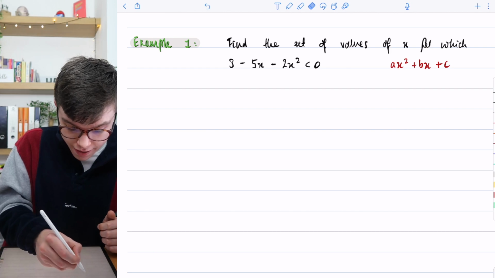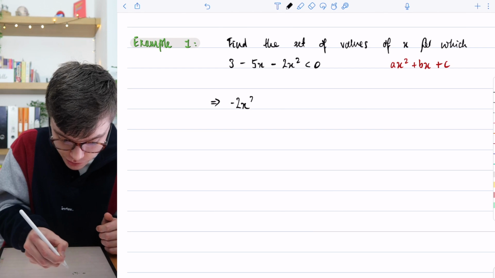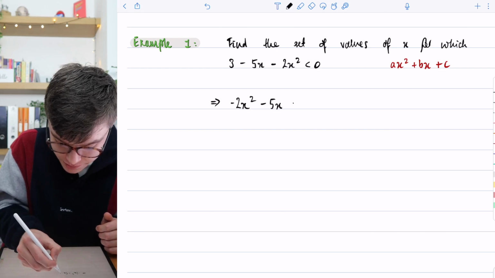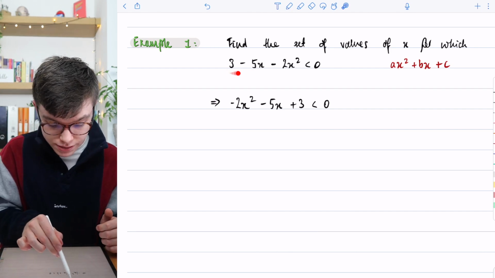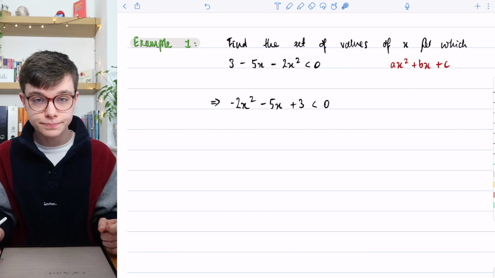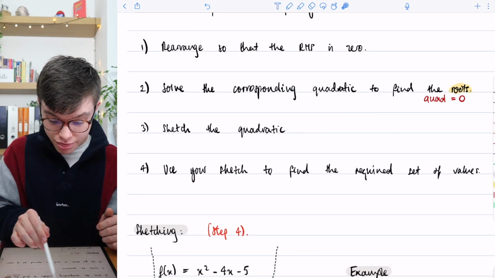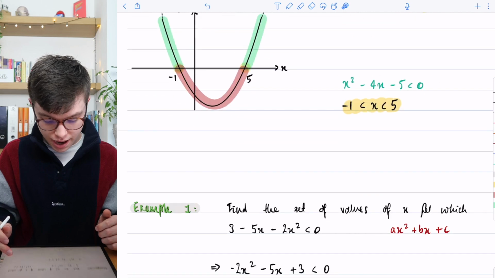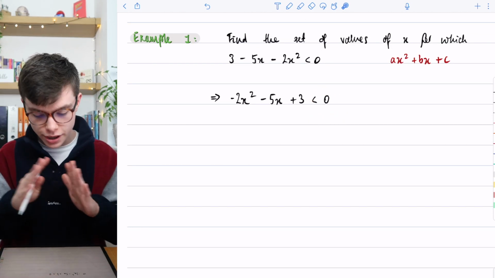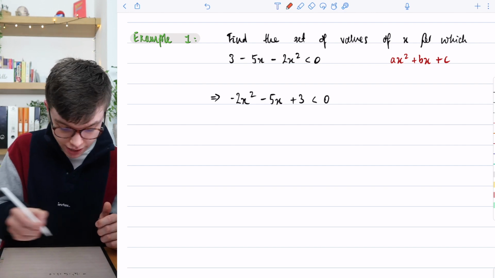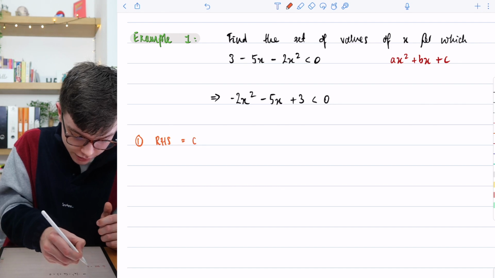I'm going to have, and I'll put a little arrow to structure my work, minus 2x squared minus 5x plus 3 is less than 0. So all I've done is write those three terms in a different order. Right, the first thing I want to do is get the right-hand side to be 0, and in this example, it already is 0. So that's perfect. Step 1 is already complete. And in fact, I'll write it in orange. Step 1, right-hand side equal to 0.